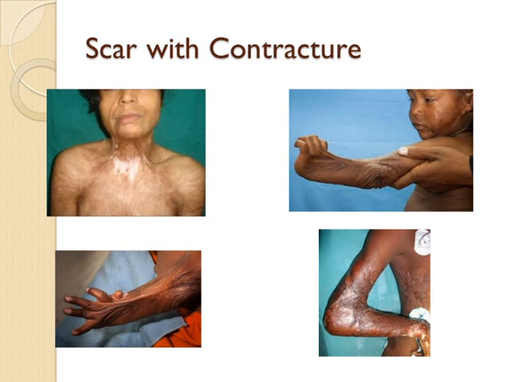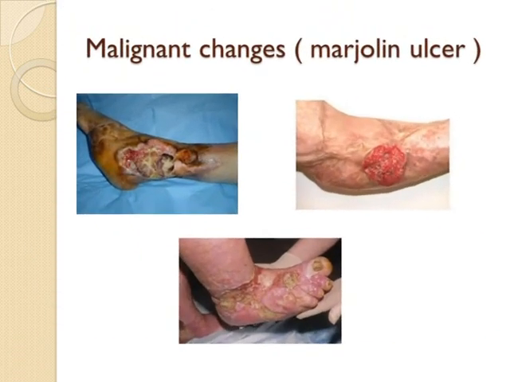And then we have the scar with contractures. As you see, this happens in open wounds, either post-irradiation, post-burn, or in post-exposed areas after trauma. As you see, contracture in the neck, contracture in the elbow joint, contracture in the hand. And at last, the malignant changes that may happen to the wound. They are called Marjolin ulcers.